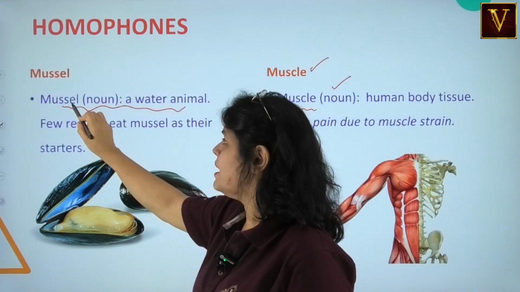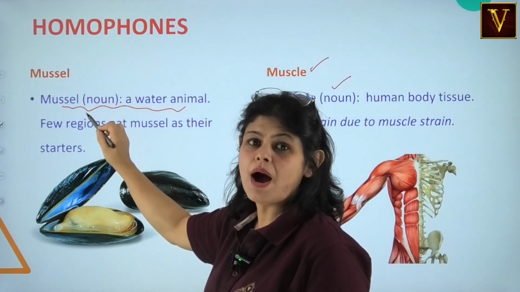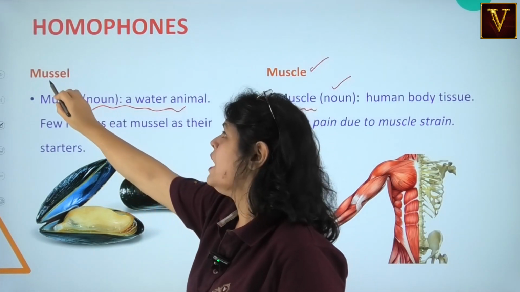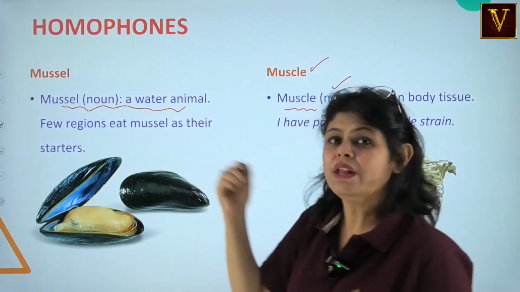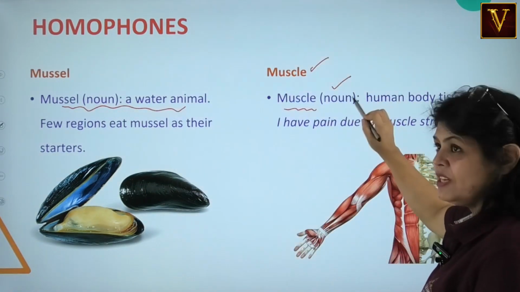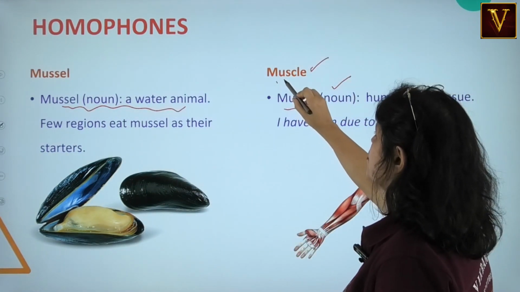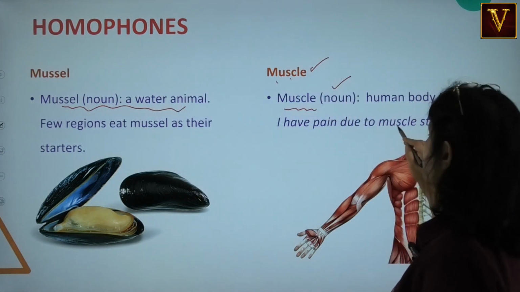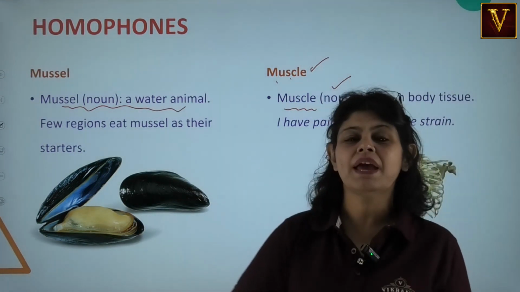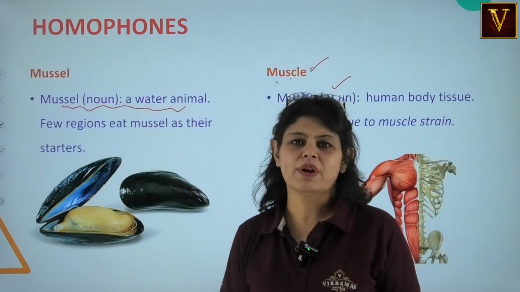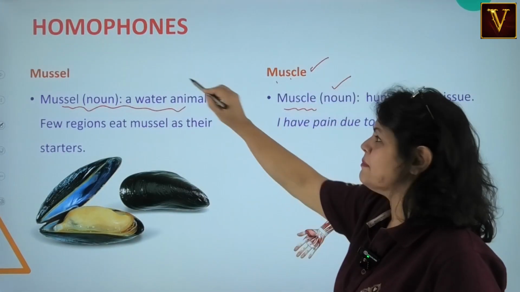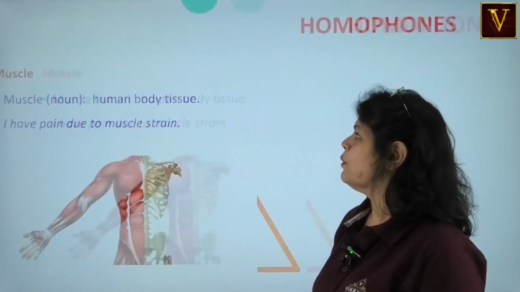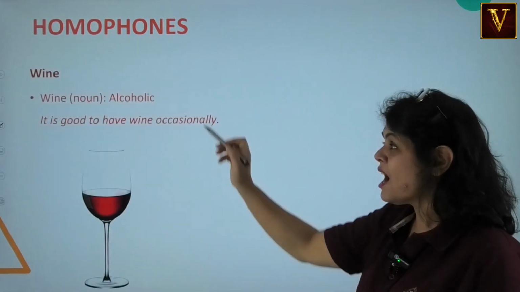But M-U-S-S-E-L, mussel, is when we talk about a water animal, we write M-U-S-S-E-L, but when we talk about human tissue, we always say M-U-S-C-L-E, right? I have pain due to muscle strain. We say that this is muscle, this is mussel. Now, next comes our wine.